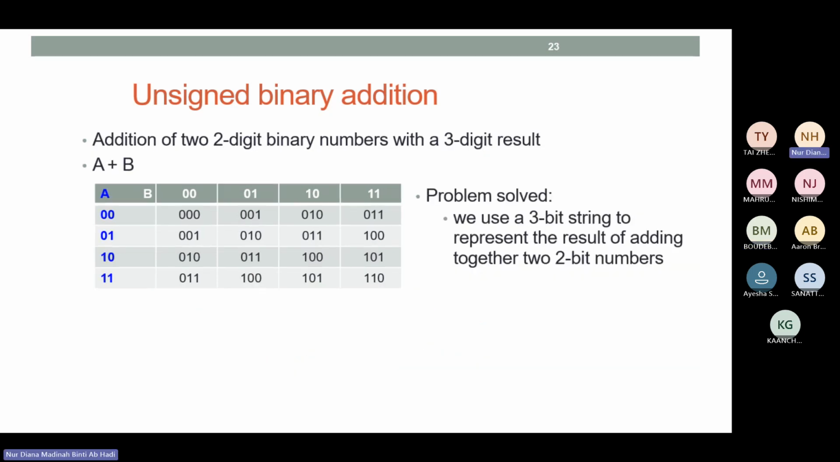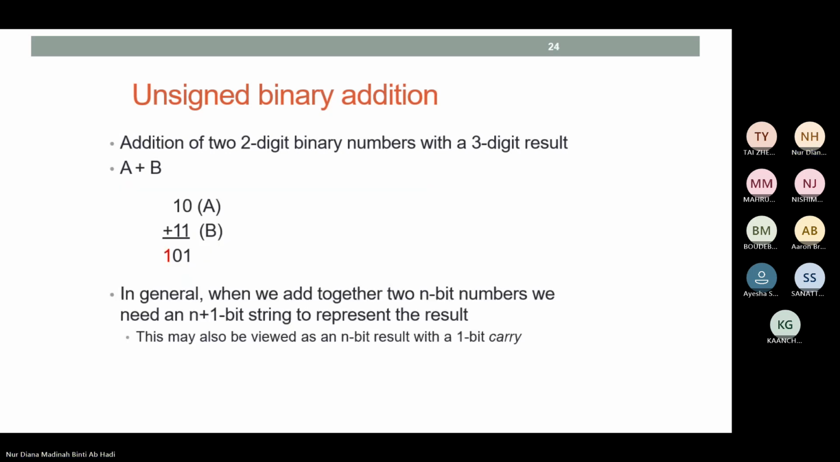Okay, this one I already mentioned just now. The addition of two-digit binary numbers with a three-digit result. So in general, when we add together two n-bit numbers, we need an n plus 1 bit string to represent the result. This may be viewed as an n-bit result with a 1-bit carry. So you can see here, this one would be the value of the third digit result.